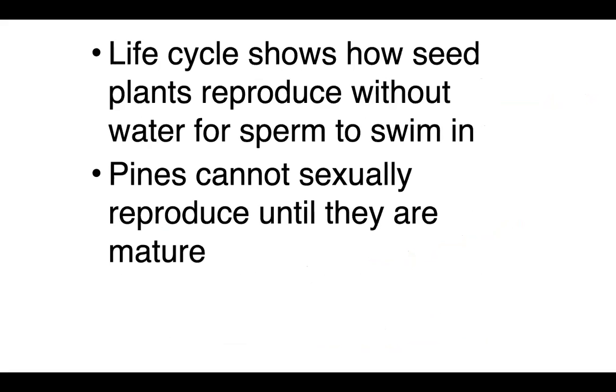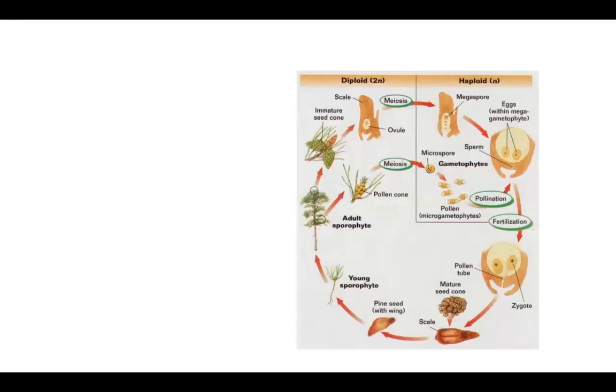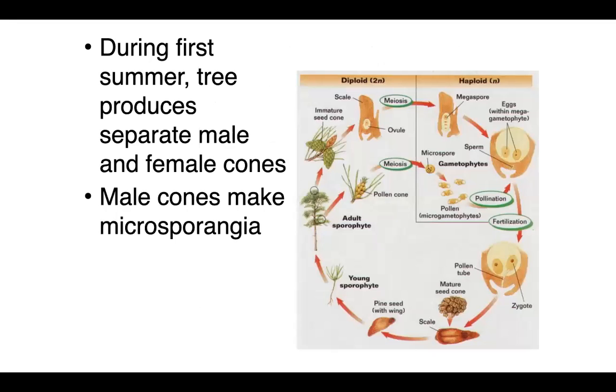The life cycle of the conifers shows how seed plants reproduce without water. Pine trees are an example of a conifer. They cannot sexually reproduce until they're mature, which can take up to 30 years. So the life cycle of gymnosperms is long. A lot of these plants are trees, and they live for a long, long time, like thousands of years. In fact, I think the oldest living organism is a plant.